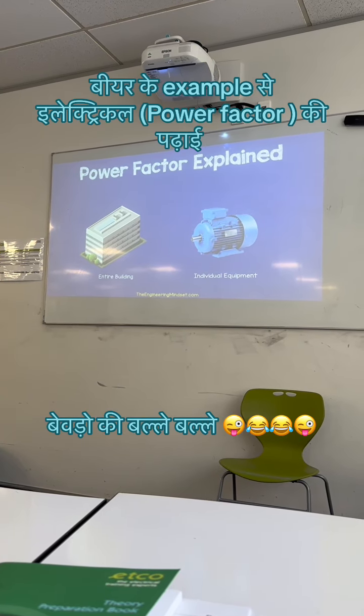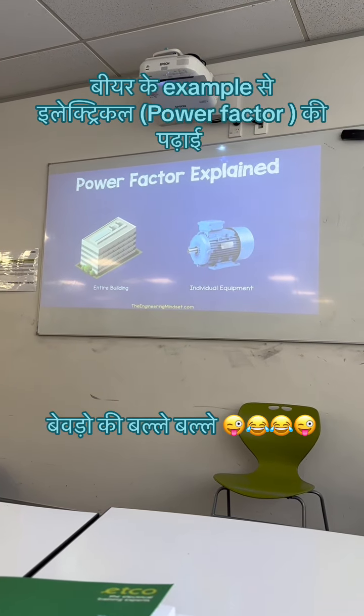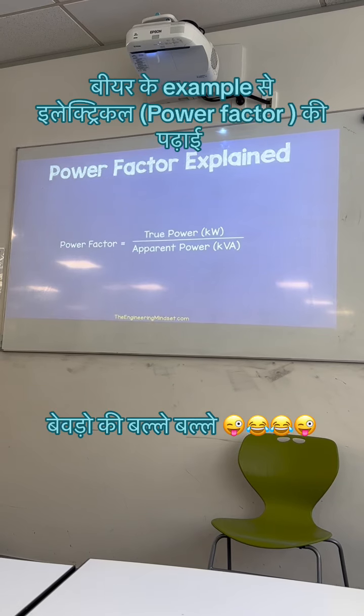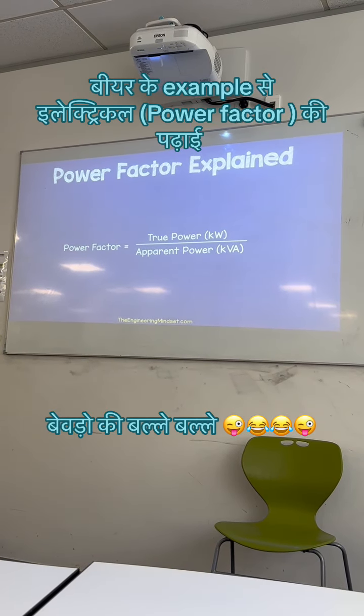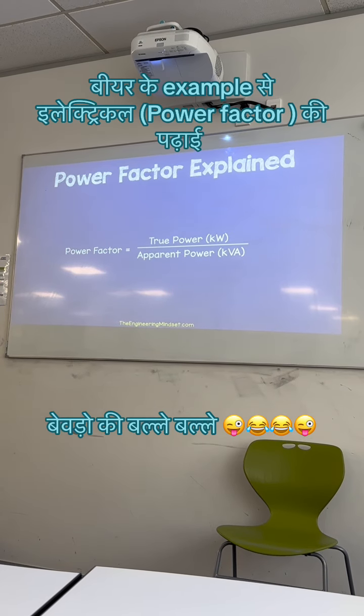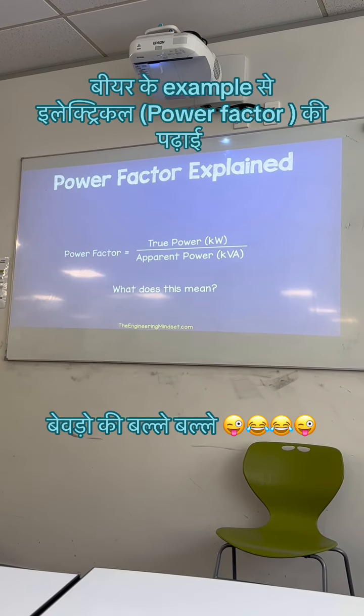refer to a single piece of equipment such as an induction motor or to the electricity consumption of an entire building. In either case, it represents the ratio between true power and apparent power, the formula being PF equals kW divided by kVA. So what does that mean?